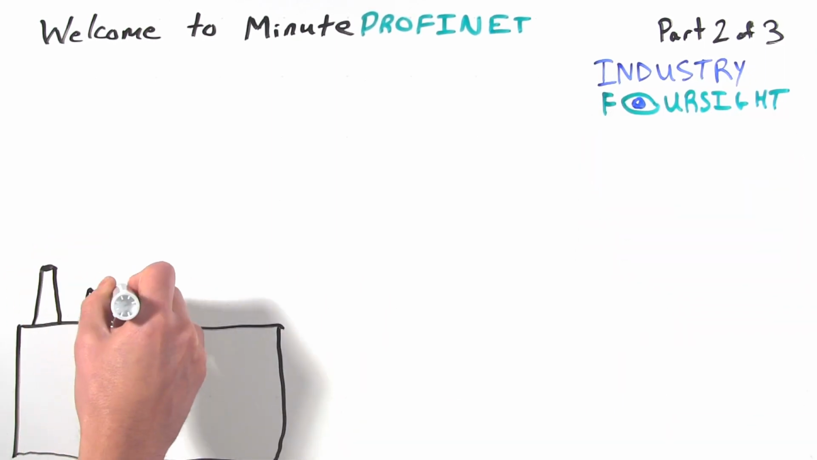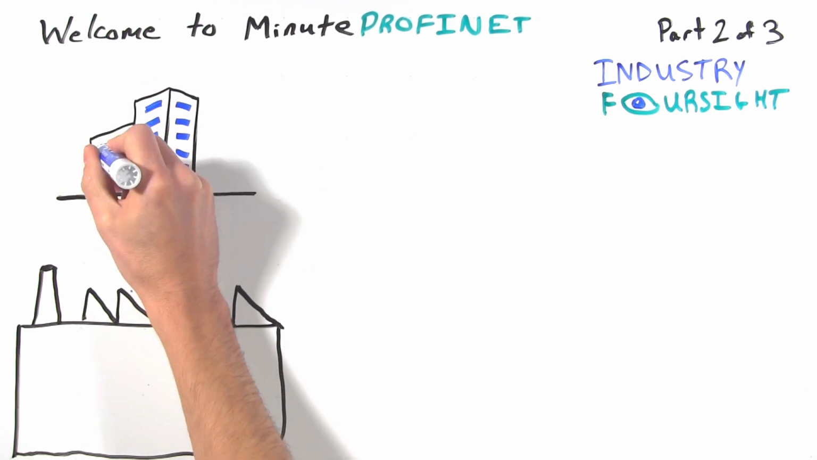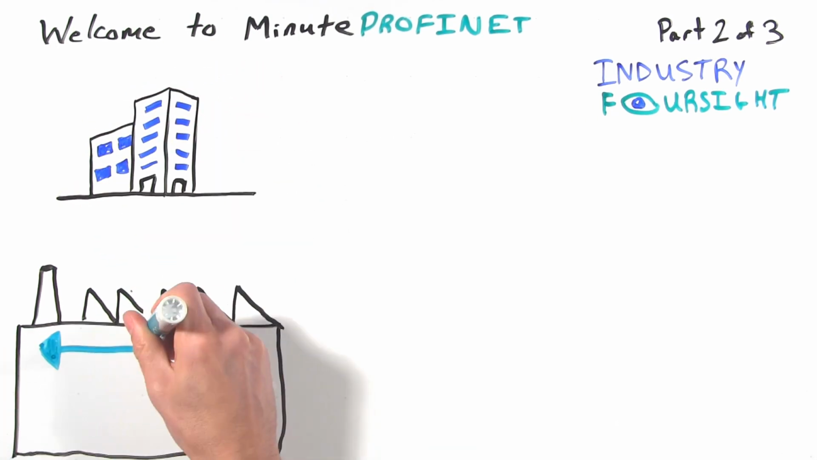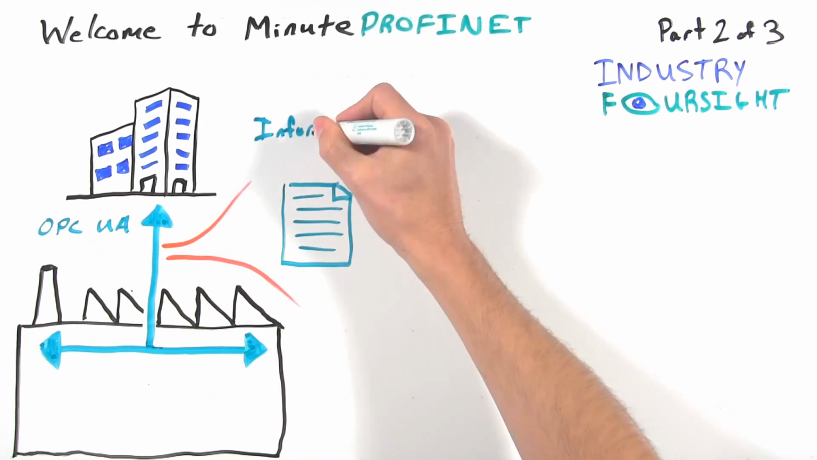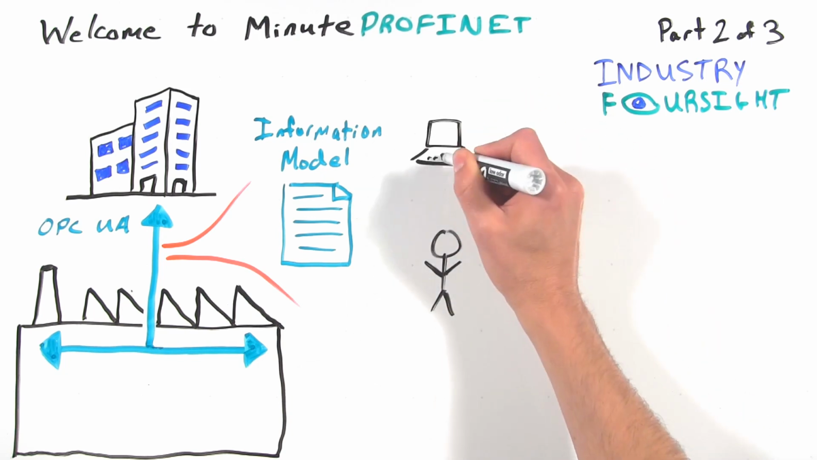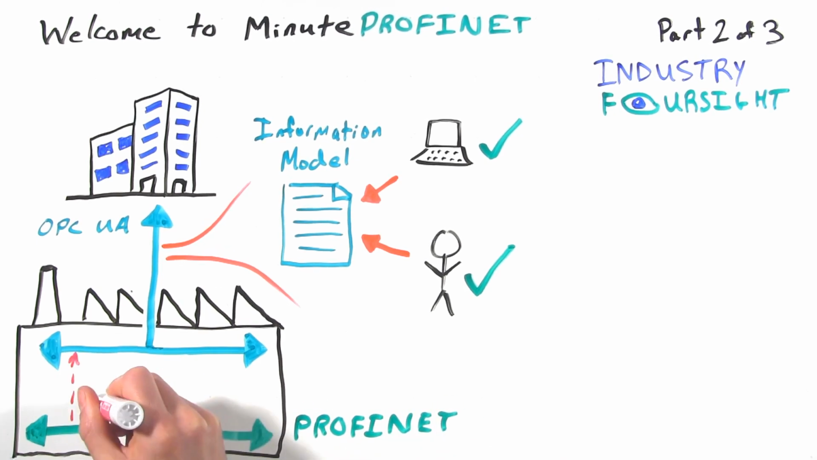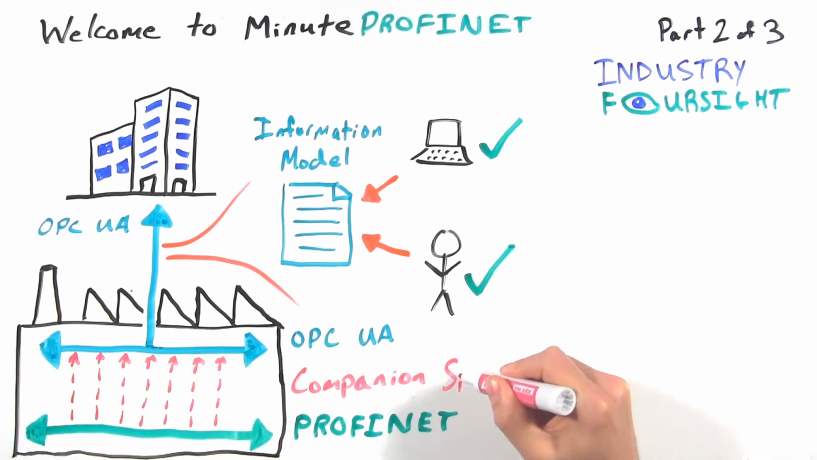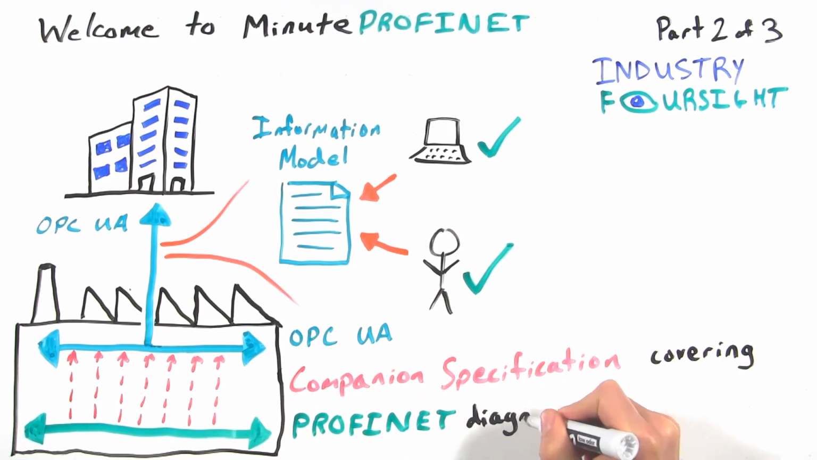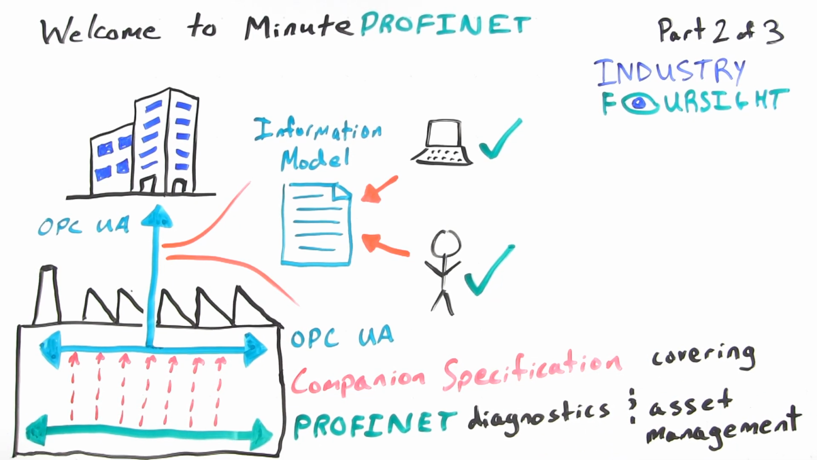OPC UA is a complementary technology to Profinet that enables information exchange across a factory or enterprise. Its information model standardizes the presentation and therefore the machine readability of data types. So, in collaboration with the OPC Foundation, PI has created a companion specification, mapping Profinet to OPC UA. Specifically, this covers asset management data and diagnostic data.